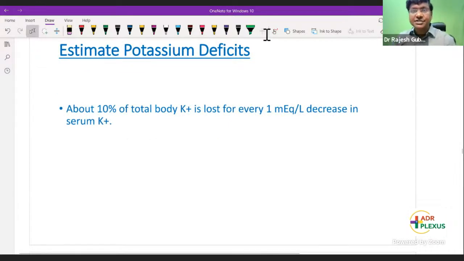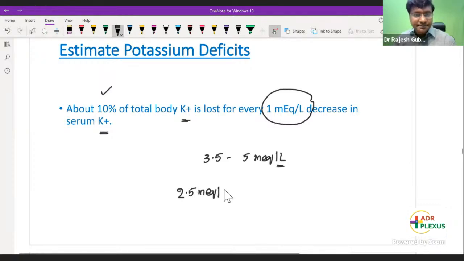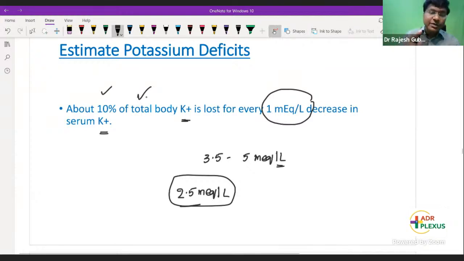how to estimate the potassium deficit. About 10% of total potassium is lost for every 1 milliequivalent per liter decrease in serum potassium. Normal value is how much? 3.5 to 5 milliequivalents per liter. Okay. And if the value is like 2.5 milliequivalents per liter, that means 10% of your total potassium is lost for every 1 milliequivalent decrease in the serum potassium value.